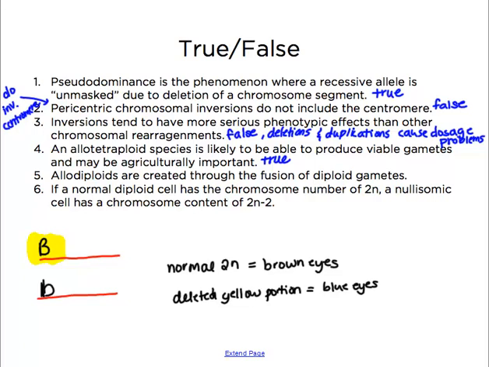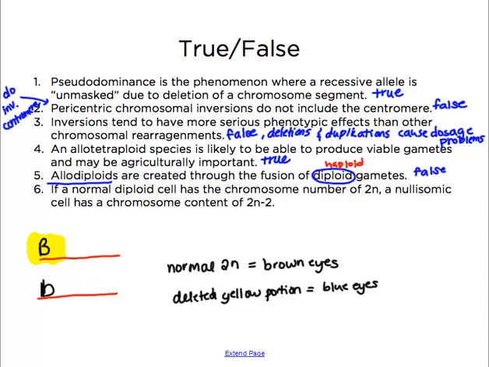Number 5. Allodiploids are created through the fusion of diploid gametes. So just take a look at this. It says allodiploids. Remember that allo means from two different species, and diploids mean 2N. And it's saying that it's created through the fusion of diploid gametes. So this word right here is what's making this false. An allodiploid is created by the fusion of normal haploid gametes from different but closely related species. So I'll write it in red here. This word should be haploid gametes in order for it to be correct.